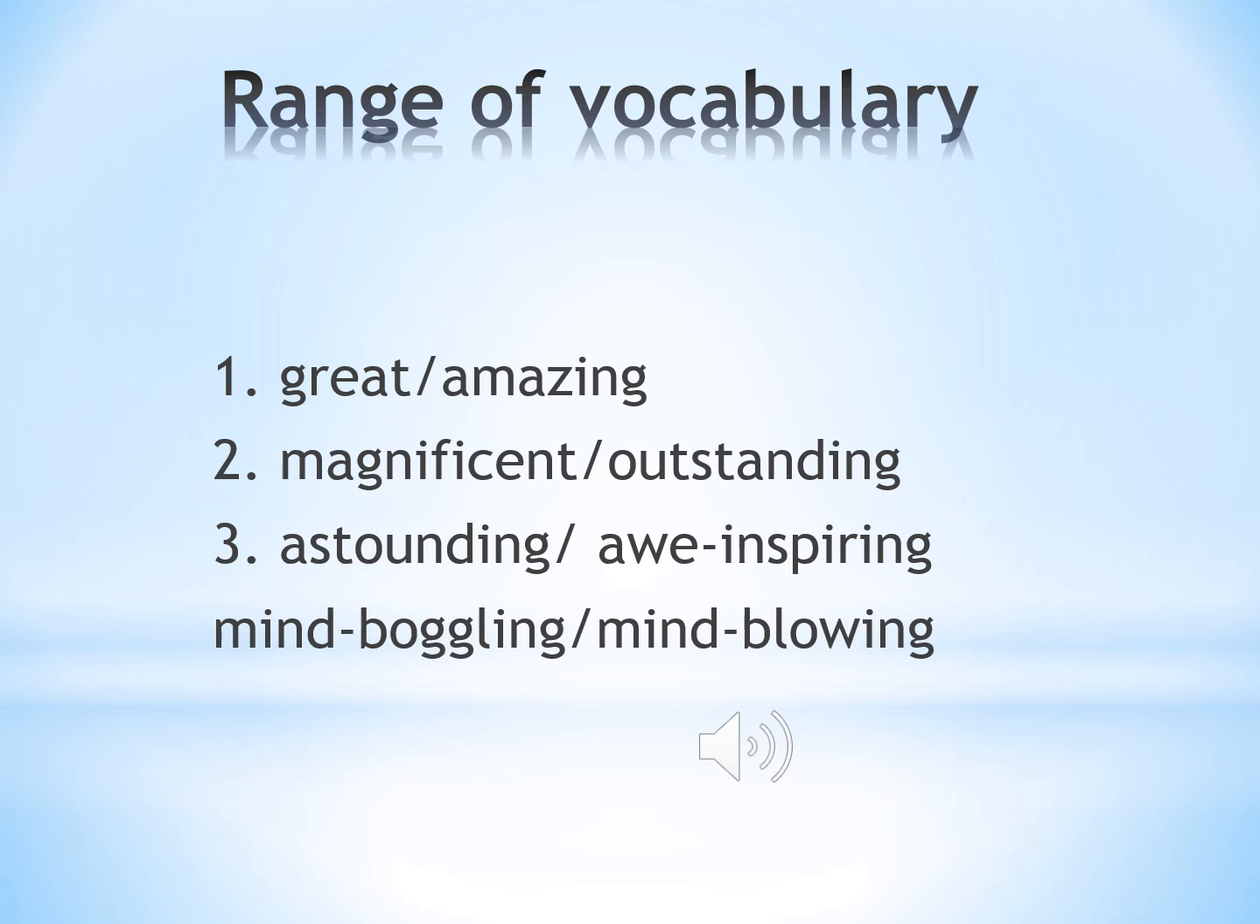Try the words given here. Astounding means great, amazing, awe-inspiring, mind-boggling, mind-blowing. Now you think of some more words which mean the same. Here you see stupendous, which is even in the higher range than astounding or awe-inspiring or mind-boggling or mind-blowing. So you see the range of vocabulary, different range of vocabulary here. Great or amazing, then magnificent, marvelous, outstanding, then astounding or inspiring, mind-boggling or mind-blowing, and the highest level, stupendous.